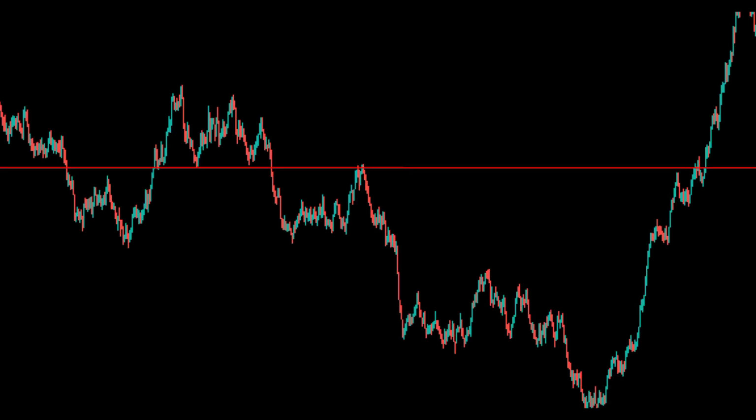On this chart, you can see that the market was moving in a downtrend, but then the buyers tried to change the trend, but something beautiful happened here.